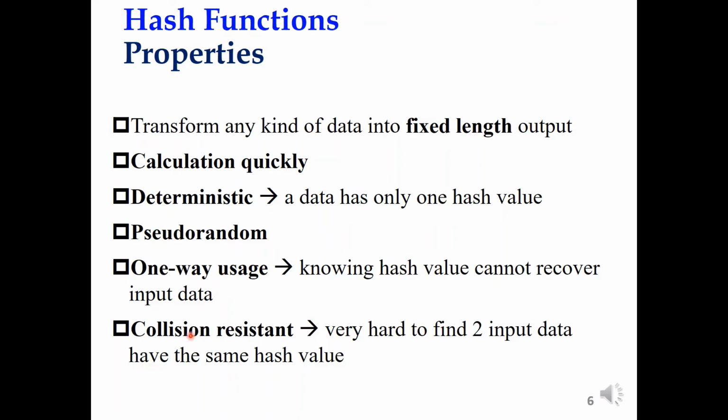The next is collision resistant. It means that it is very hard to find two input data having the same hash value, to avoid the collision that may occur during the operation.